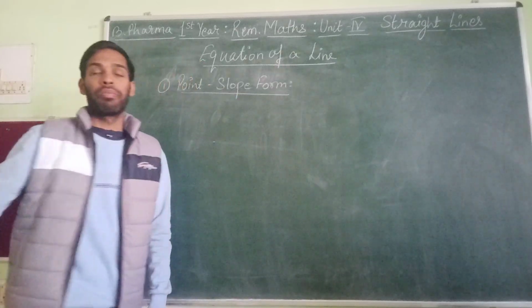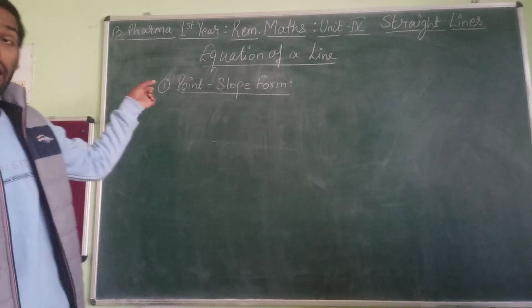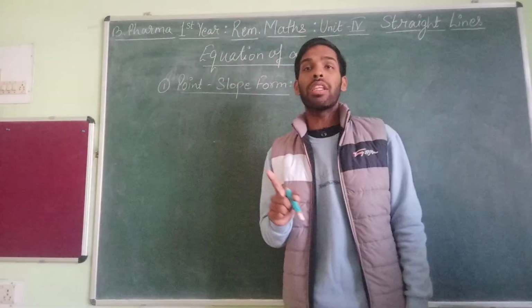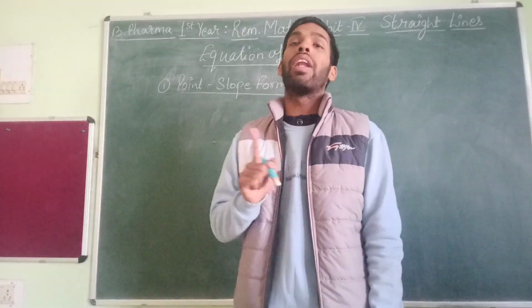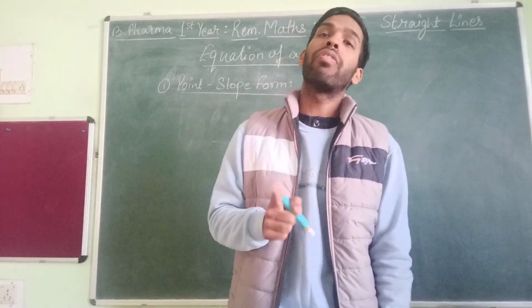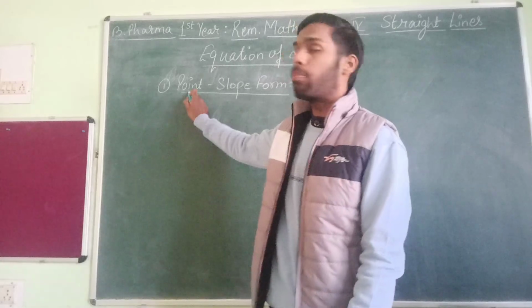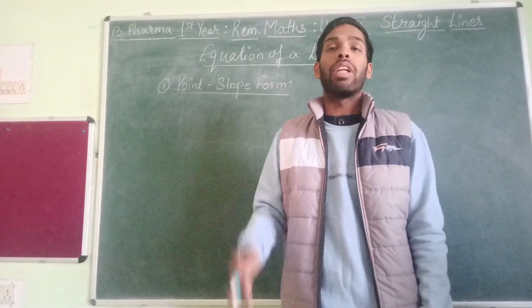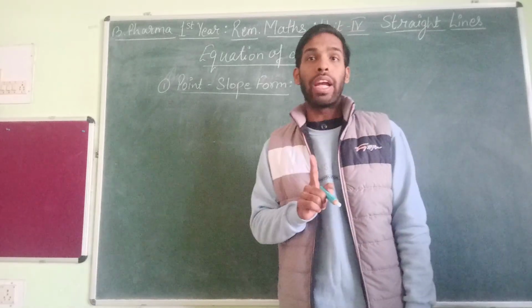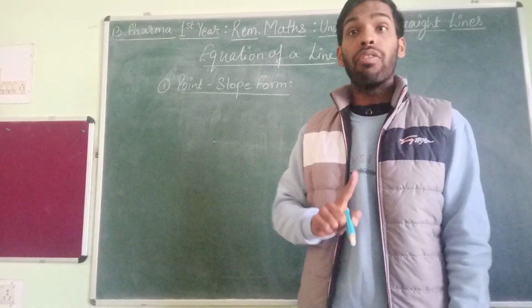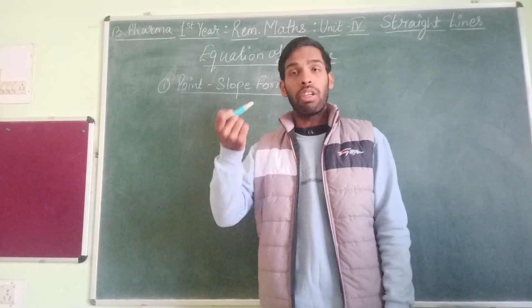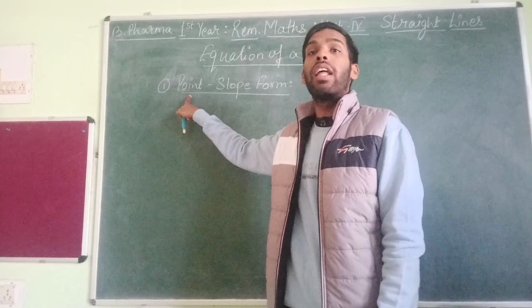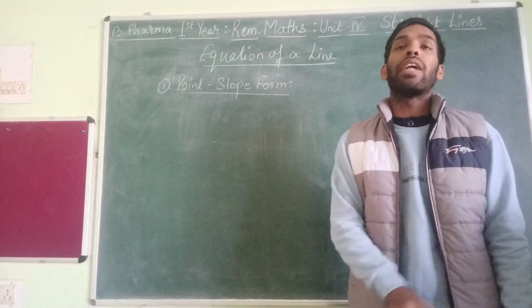Now see students, from the name itself it is clear that it is point slope form. That means if we have to find out the equation of a line, ठीक है, अगर हमें किसी लाइन की इक्वेशन फाइंड करनी है तो उसके लिए हमें उस लाइन का एक पॉइंट गिवन होना चाहिए और एक स्लोप गिवन होना चाहिए. ठीक है, स्लोप तो एक ही होगा बिकॉज ऑफ दैट वेरी सेम लाइन. If we have to find out the equation of a line, what we must be given is one point of that line and the slope of that line.